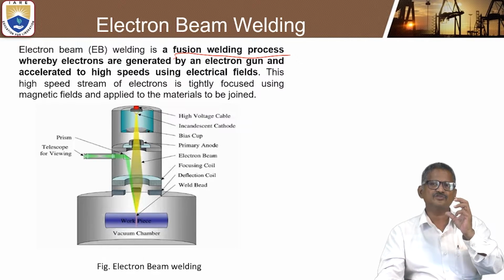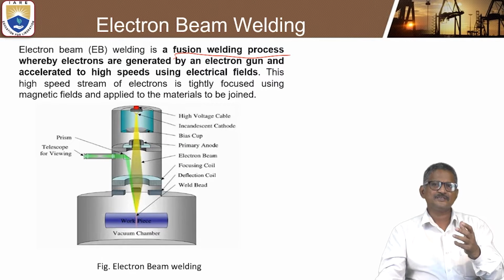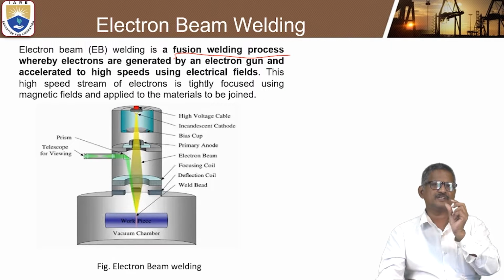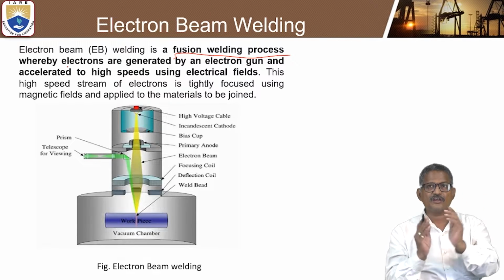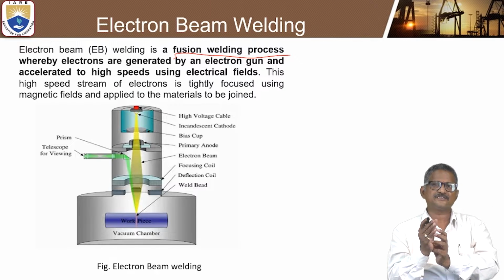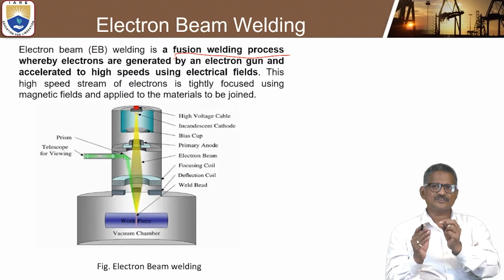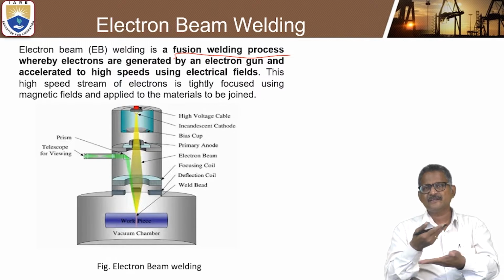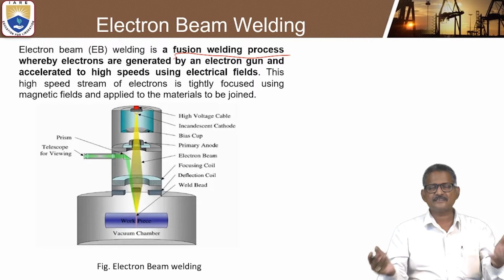Students, when you are writing in a semester examination, a line diagram is sufficient, but the technical words are important: fusion welding process, electrons generated from the electron gun, and accelerated to high speeds, where the velocity can be increased by using the electric supply. These terminologies are very important, and the two metal pieces can be joined by the magnetic field of this electron beam welding.